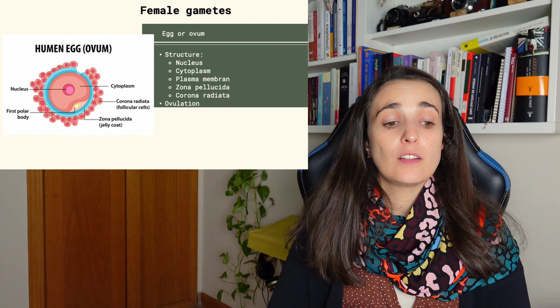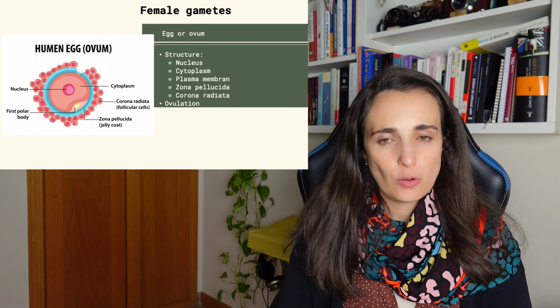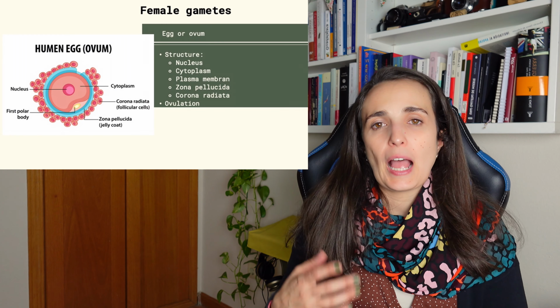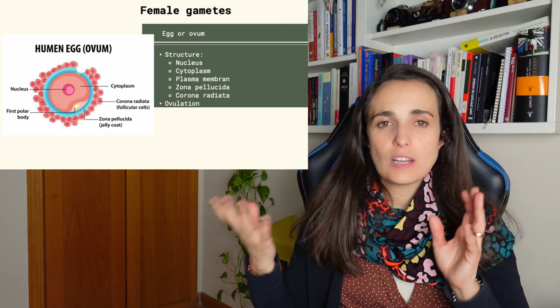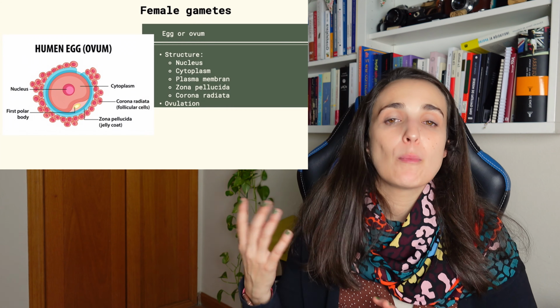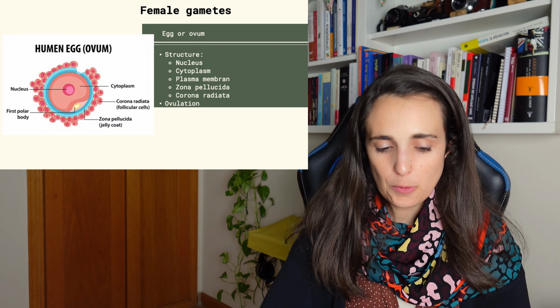What they suffer during puberty is the ovulation, which is the maturation of, theoretically, one ovule per cycle, more or less one ovule per month. But sometimes cycles are irregular. We will see this in the next video.